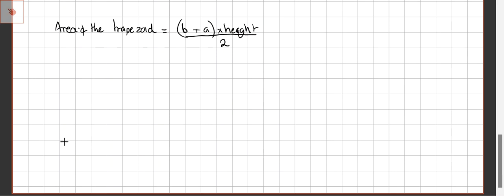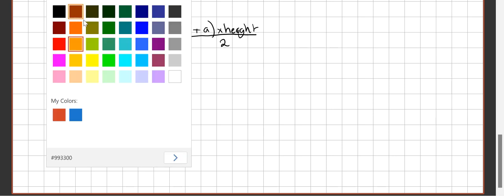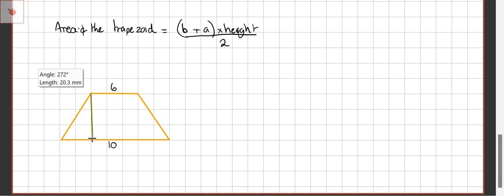So let's have a look at that. If we were to draw another trapezoid, and this actually works for all trapezoids now, if I said to you this was 10, and this was 6, and the height there is, let's say, 3. Okay, 6 centimetres, 3 centimetres, 10 centimetres. What is the area of this trapezoid?